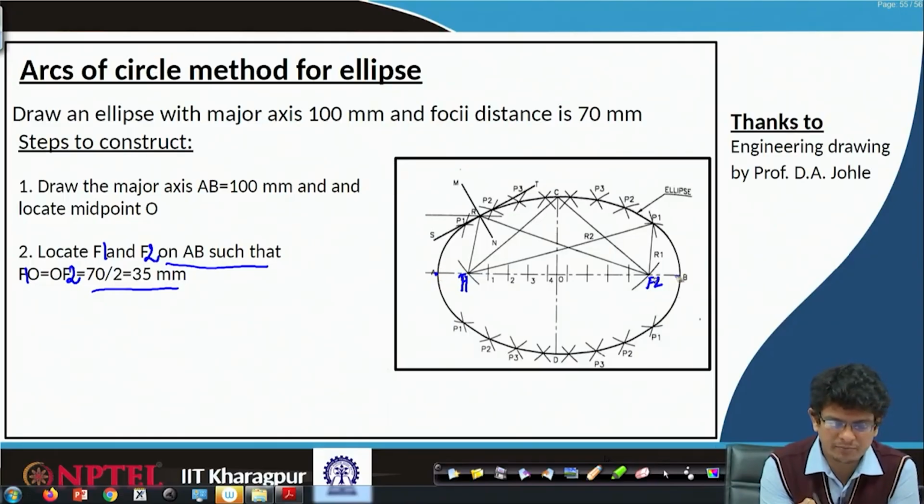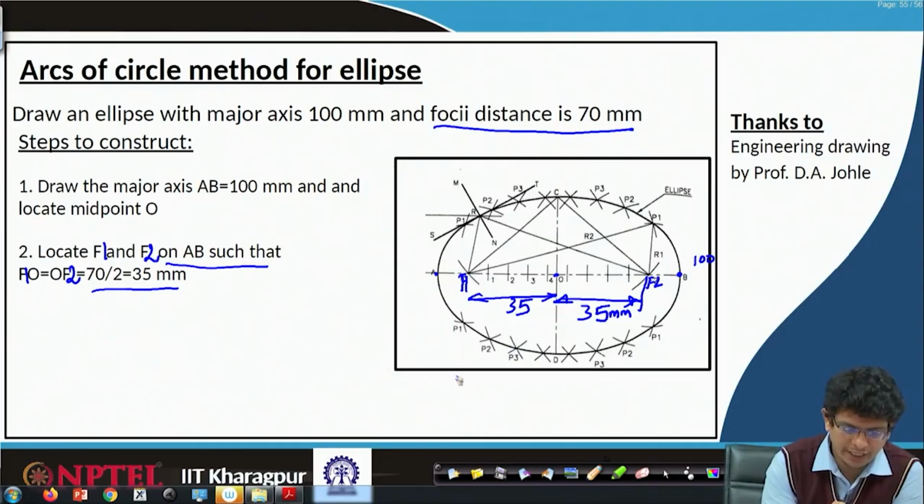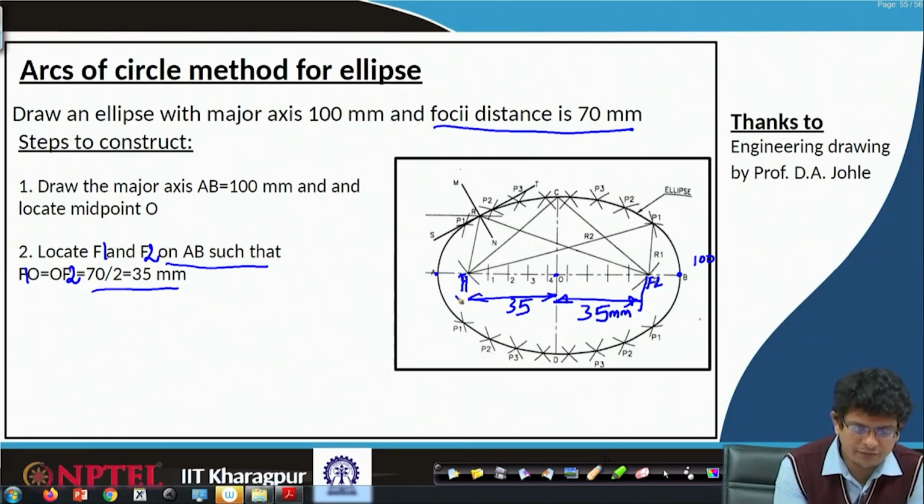Major axis is 100 mm and distance between foci is 70 mm. That means we have to mark a division from O, here this is 35 units and this one also 35 units. Our standard practice is we do not show these dimensions on the drawing; somewhere outside we have to extend those lines and show it. Once we locate focus F1 and focus F2, then we will go with the next step.